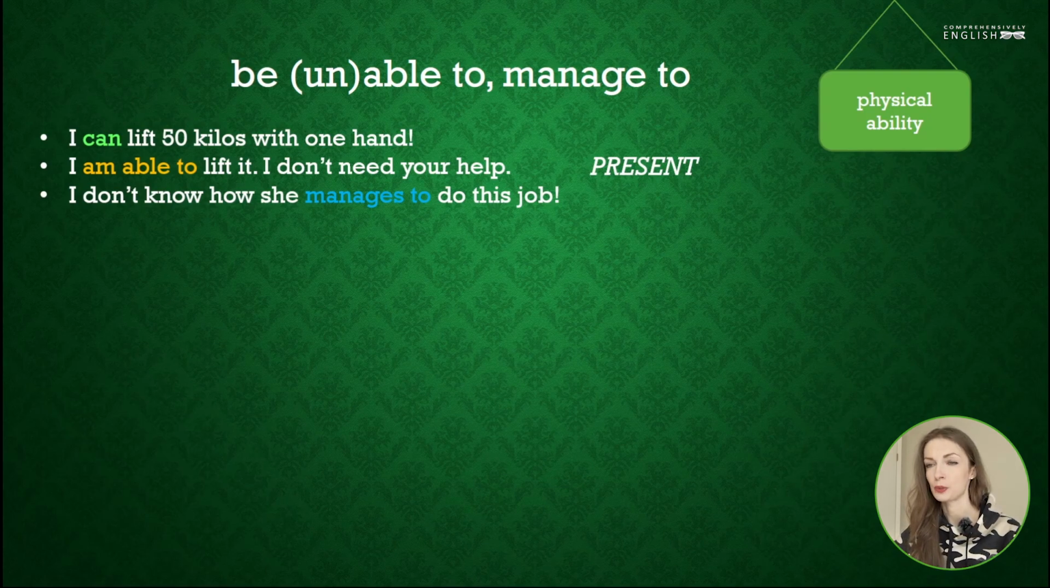I don't know how she manages to do this job. How she manages to. It expresses an ability to be successful in something. I don't know how she manages to do the job. So this job is demanding or difficult, challenging, and she is successful in it. This is what manages to expresses: somebody's success in performing an action.